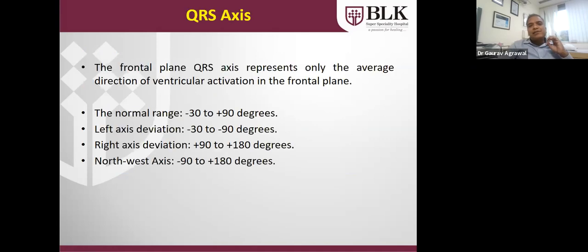How do we assess the axis? Normal axis is between -30 to +90. Left axis is -30 to -90. Right axis is +90 to +180. Northwest or extreme axis is -90 to +180.